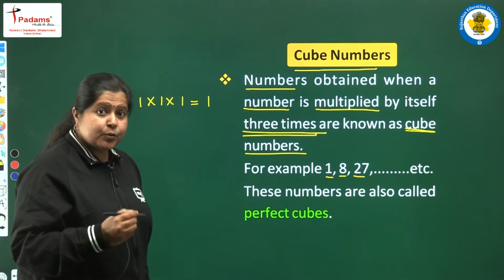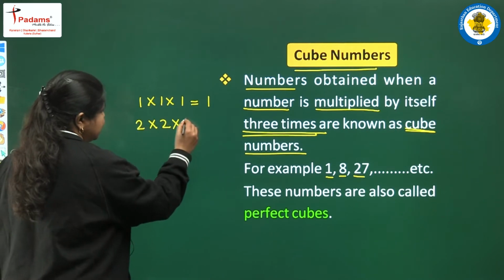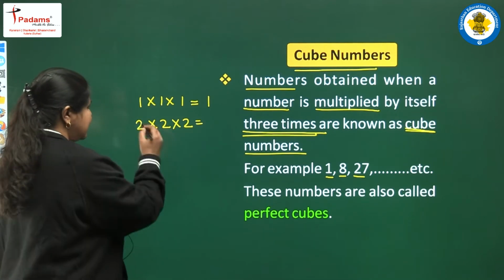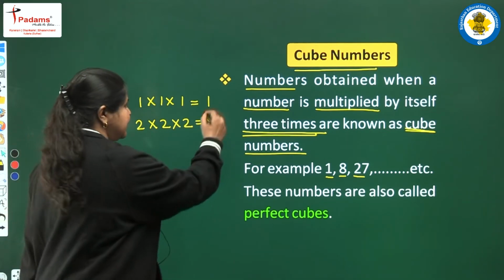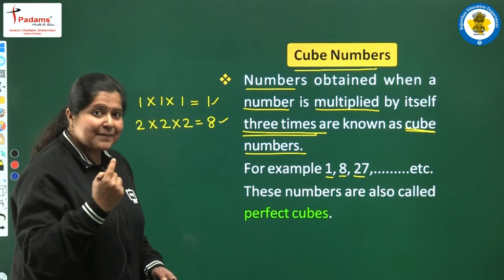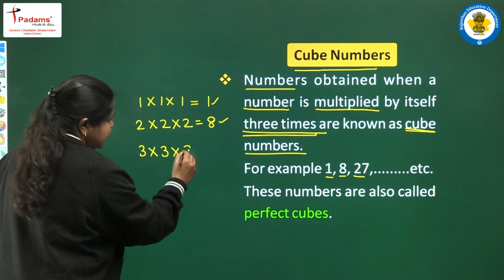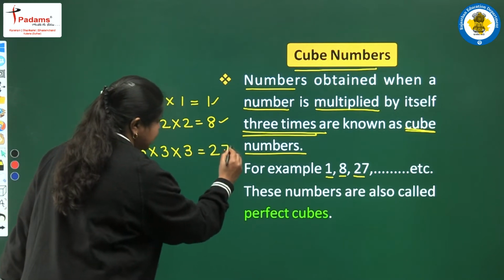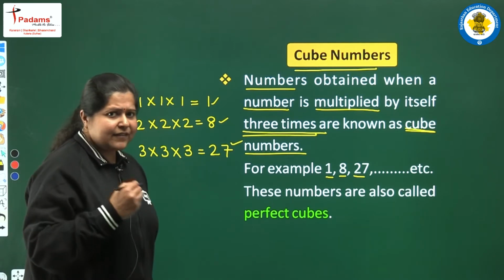If we multiply 2 by itself 3 times, 2 into 2 into 2, 2 को हम 2 से ही 3 टाइम्स मल्टीप्लाई कर रहे हैं, तो अब हमें क्या मिलेगा? 2 2s are 4, 4 2s are 8. So we are getting these numbers 1 and 8 when we multiply a number by itself 3 times. Similarly, if we multiply 3 by itself 3 times, we will get 3 3s are 9, 9 3s are 27. So here again we are getting this 27 when we multiply 3 by itself 3 times.